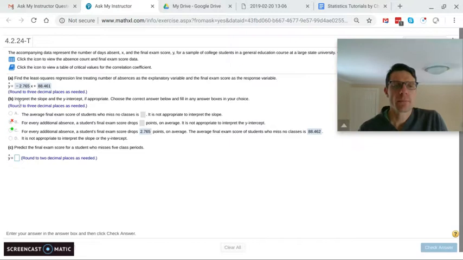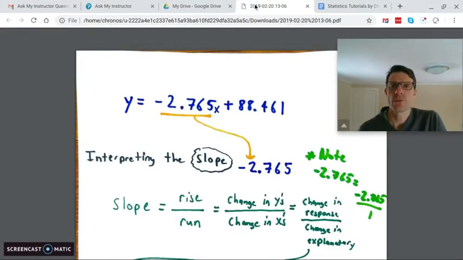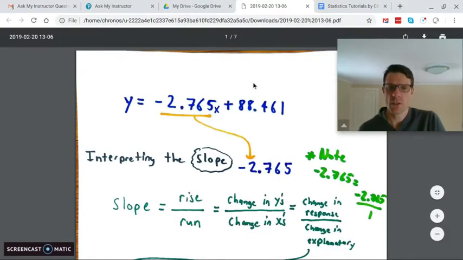So we're asked in part B to interpret the slope and the y-intercept if appropriate. Okay, and we've got these different choices. I want to show you how I do that. So here's the regression line equation. Now, of course, the slope is just the number in front of x, right? So this negative 2.765. The y-intercept is this 88.461. We'll deal with that in a second.